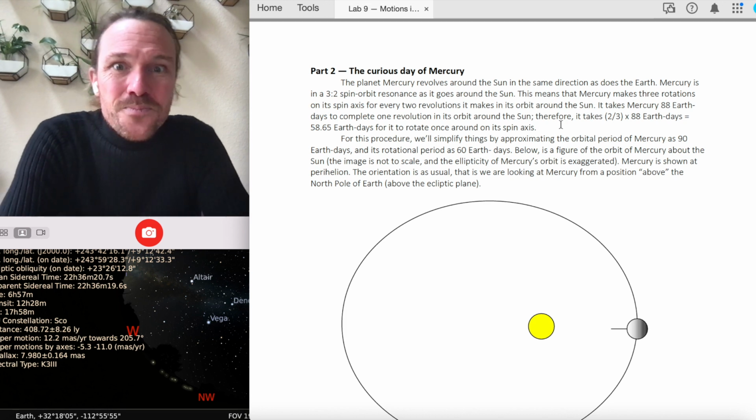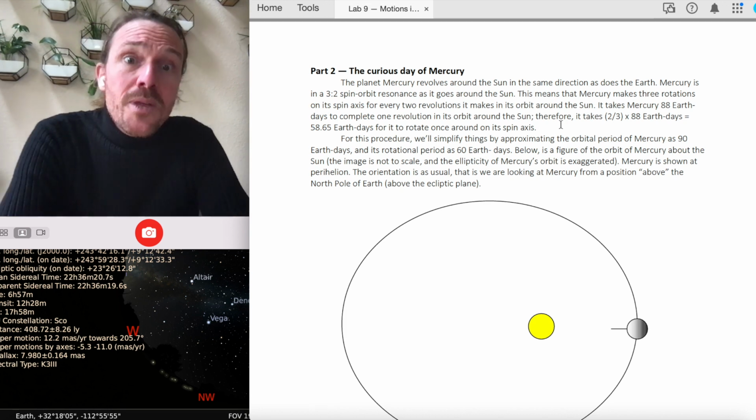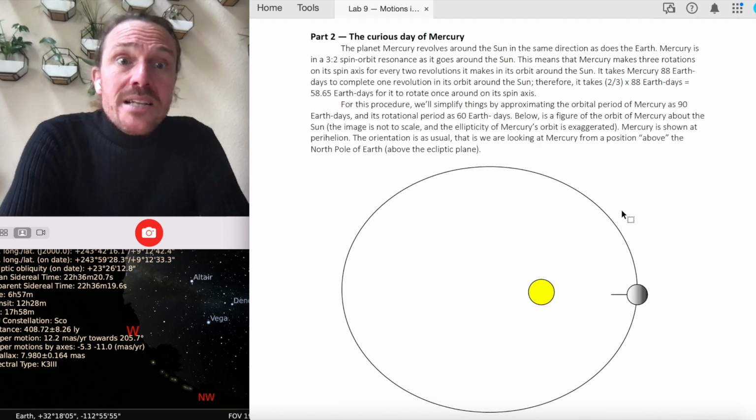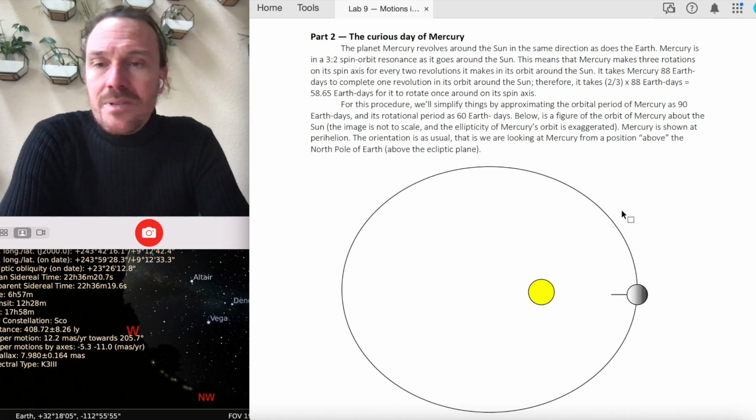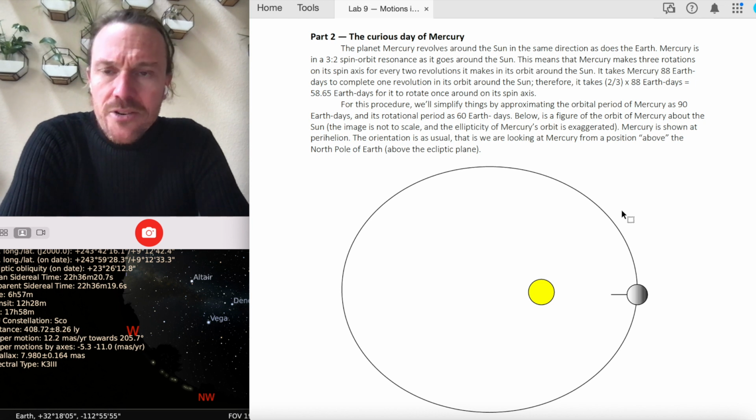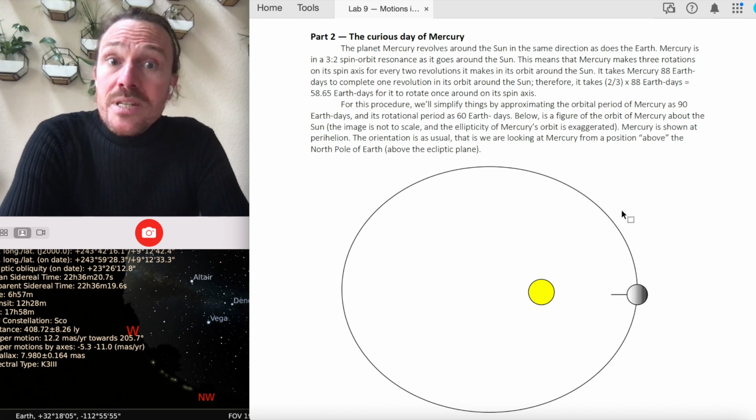Well, that's the question. So for this procedure, we'll simplify things by approximating the orbital period of Mercury as 90 Earth days. Okay, so none of the decimals, right? Just to kind of round up to nice even numbers. And its rotational period is 60 Earth days. So we've got this, 60 and 90. That's a great way to have this 3-to-2 ratio, right? Because 6 to 9 reduces to 3 to 2.